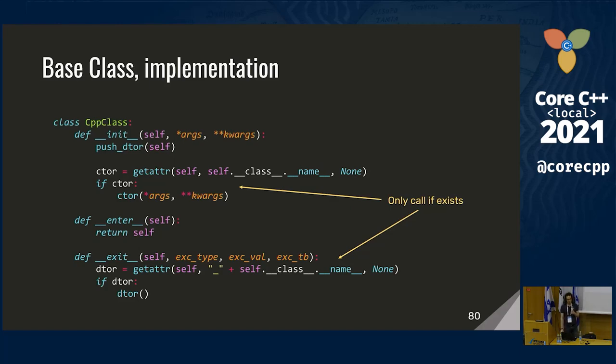About the class itself, nothing too interesting. Basically, it has the init method, the enter method, and the exit method. The main difference is that here in the constructor and the destructor, we check whether a method exists in the subclass that is named the same as the class itself. If there is one, we call it. If not, we just don't do anything.